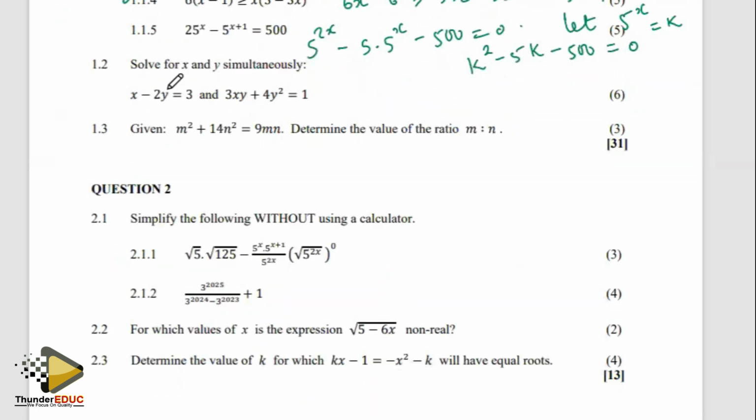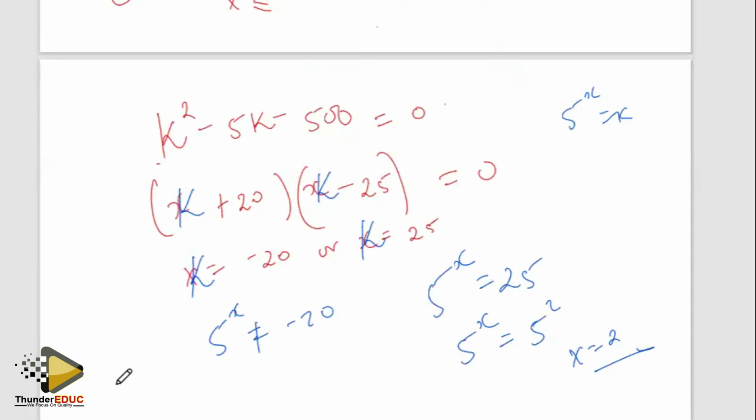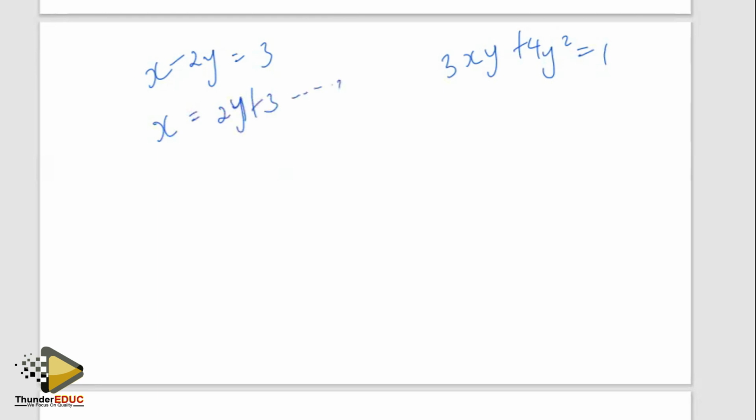Then 1.2, where they want us to solve simultaneously. So remember, we have two equations, x minus 2y is equal to 3, and then 3xy plus 4y squared is equal to 1. So if I label this equation number 1 and equation number 2, start with the first equation and make x the subject in this case. So I'm going to say x is going to be 2y plus 3. This is equation 3. That was equation 1, equation 2.